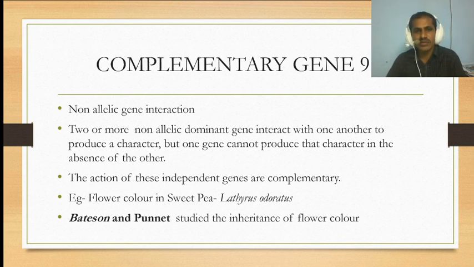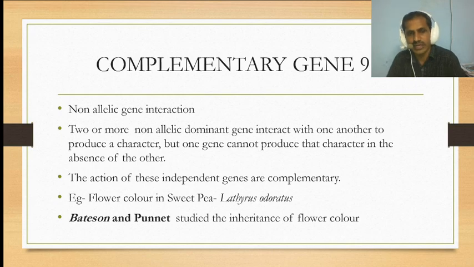This was discovered by T.H. Morgan, and first discovered by Bateson and Punnett. They studied the sweet pea plant, which is also called Lathyrus odoratus. Bateson and Punnett studied the inheritance of flower color, and later T.H. Morgan also worked on this.